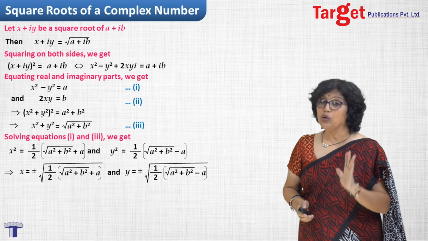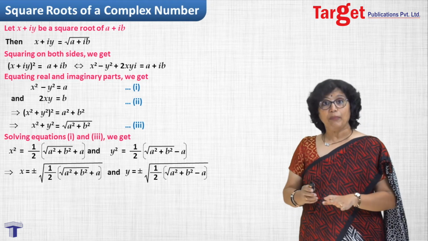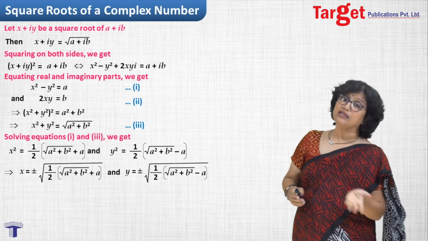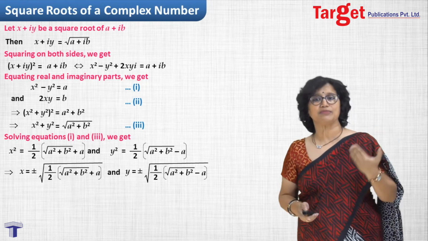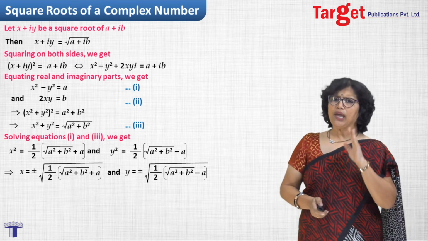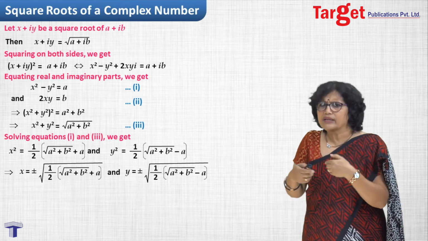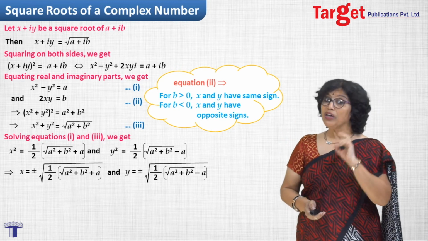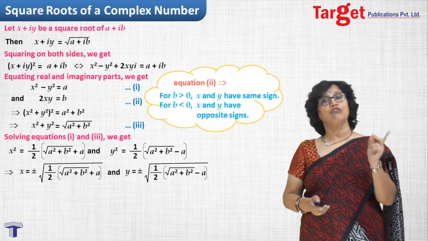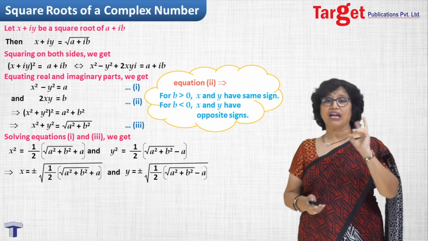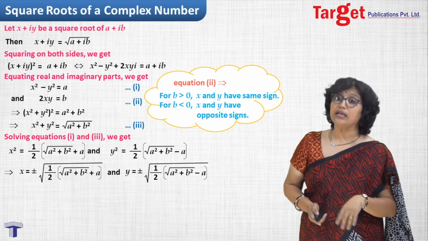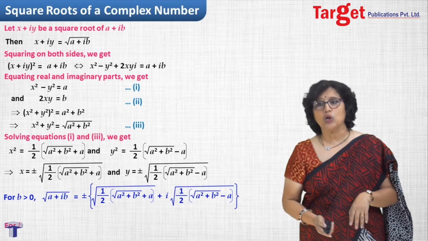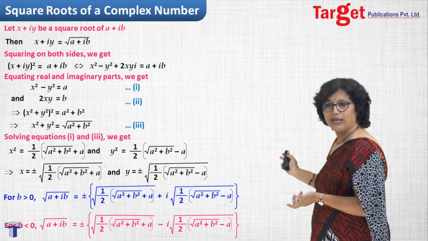So obviously your answer x plus iy actually will be in 4 places: once with plus and plus sign, this combination, plus and minus, minus and plus, minus and minus. So these 4 outcomes you are going to get for square roots. Now, if you use a little intelligence, you can further simplify the situation. And the situation is equation 2 tells you that b equal to 2xy. So if b is positive, then x and y will have to have the same sign. And if b is negative, then x and y will be of opposite signs. And then you can write correspondingly what would be the square root of a plus ib with b positive, and you also can write for b negative the square root of a minus ib as your answer.